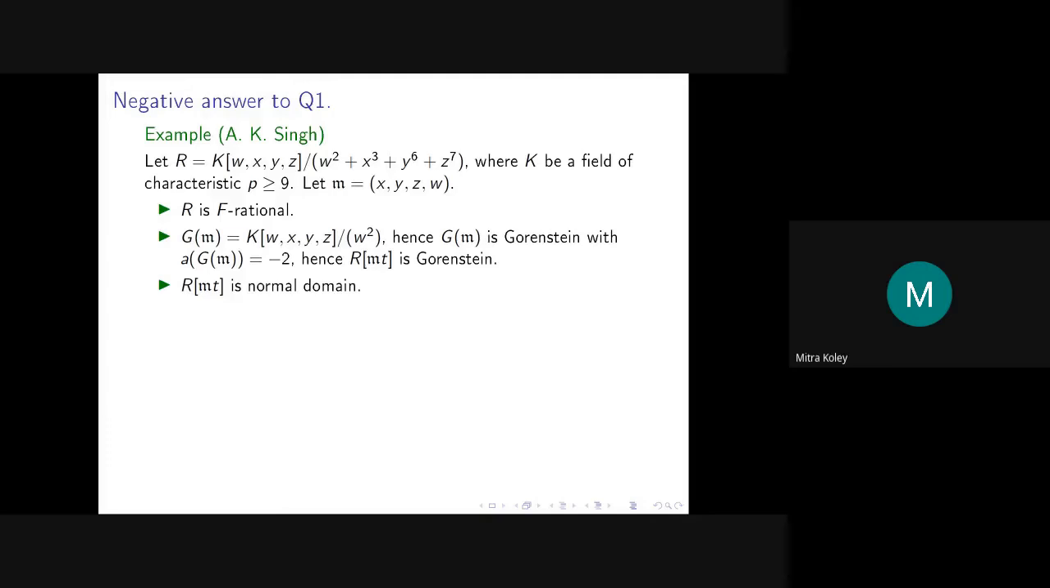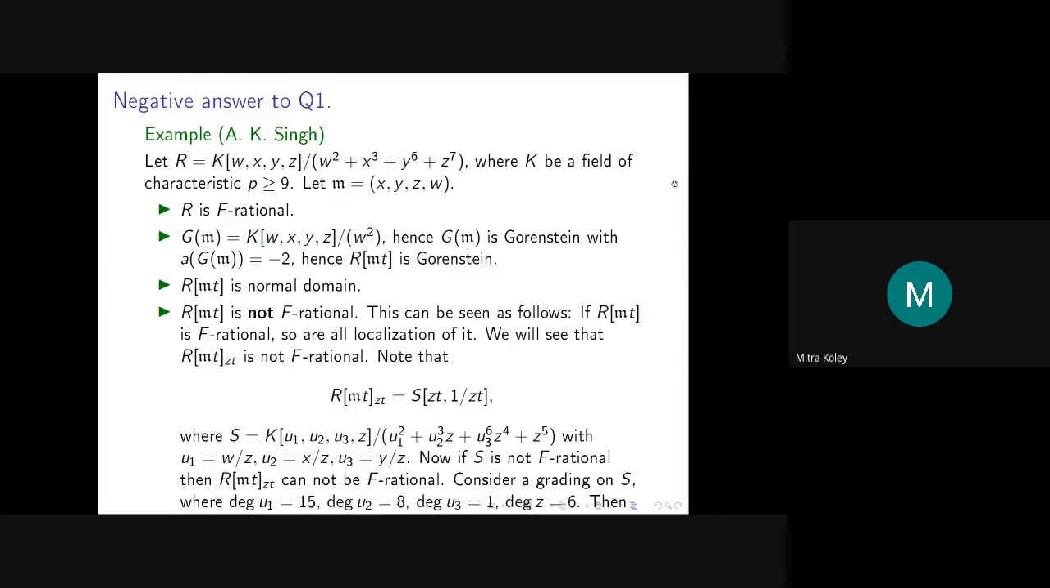Hence, by the previous slide, you can say that the Rees algebra is Gorenstein, and it can also be checked that the Rees algebra is a normal domain. But the point is that the Rees algebra is not F-rational. So we have an example which is a three-dimensional Gorenstein F-rational ring whose Rees algebra is normal and Gorenstein but not F-rational.